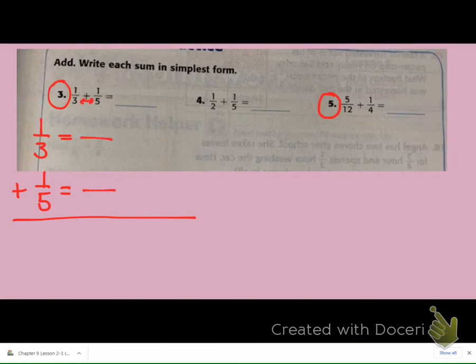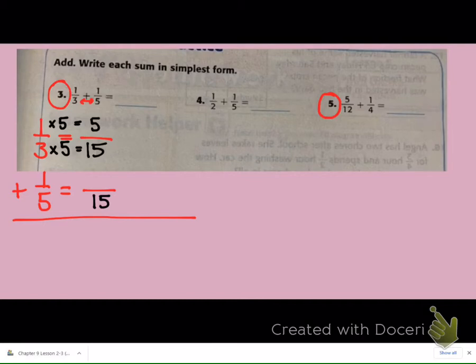So what is going to be my common denominator? My LCM in this case is going to be 15. I'm going to write 15 as my common denominator between those two. What am I multiplying 3 by to make it equal to 15? That would be 5, which means I've got to multiply the 1 times 5 as well.